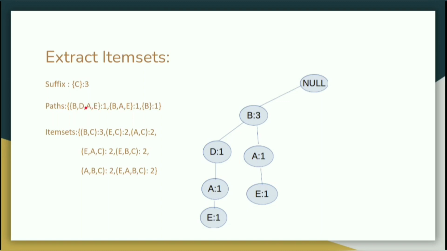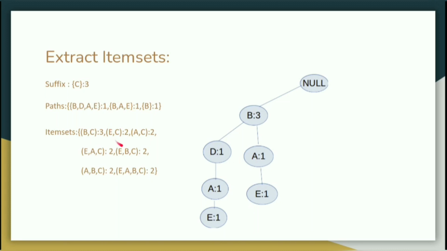Like for AE, we have count 1 here and 1 here. So we update the count to be 2 and check it is following the minimum support. Yes, so suffix it with C and create the item set. Similarly, you can check for the BD. If you are checking for the BD, BD is present only in one path, not in this one, not in this one. So its count is 1.